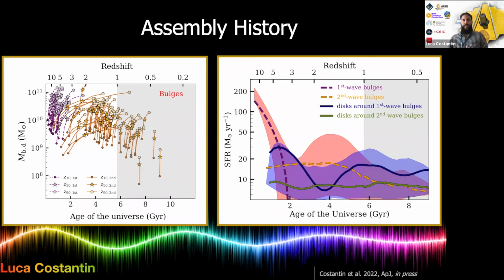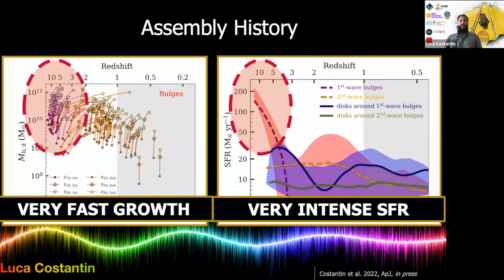Complementarily, the plot on the right is telling us the bulge median star formation rate at a particular instant of their lives. So from this plot, the takeaway message is that first wave bulges form very fast at high redshift from a very intense episode of star formation.